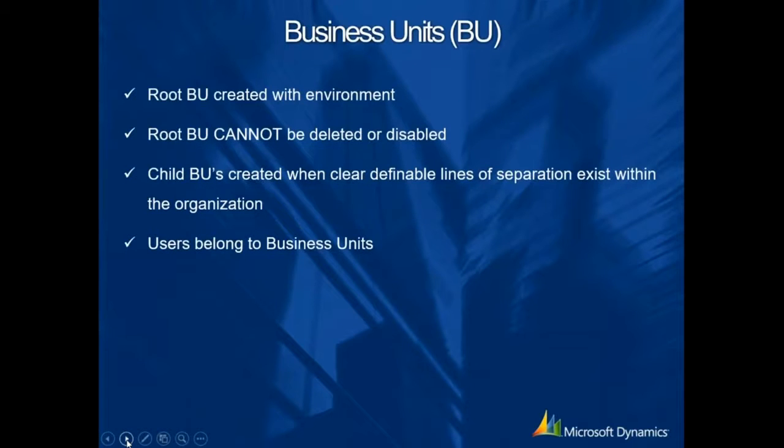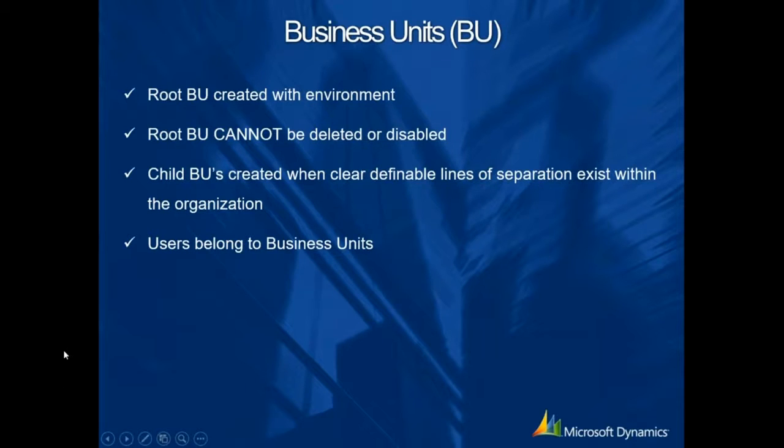I'm going to do something different in my webinar today where I'm going to go back to my PowerPoints, because I feel like there's a lot of data for you to gather today. I just have talking points here, and I want to pop them back up on the screen for a quick recap. Again, your root business unit or parent business unit is created when you set up your environment. It cannot be deleted or disabled, but it can be renamed. Child business units are created typically when you have some sort of definable line of separation within your organization, and then users belong to these business units.